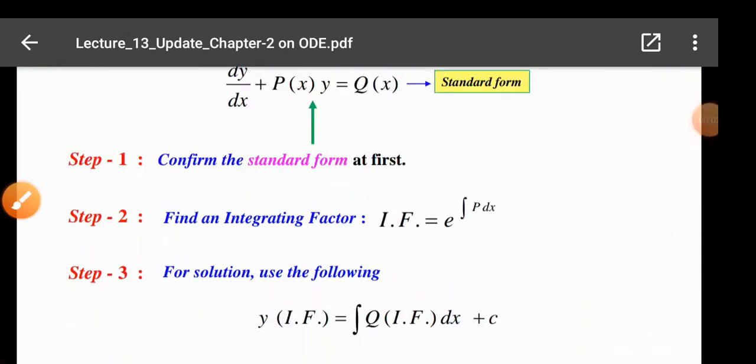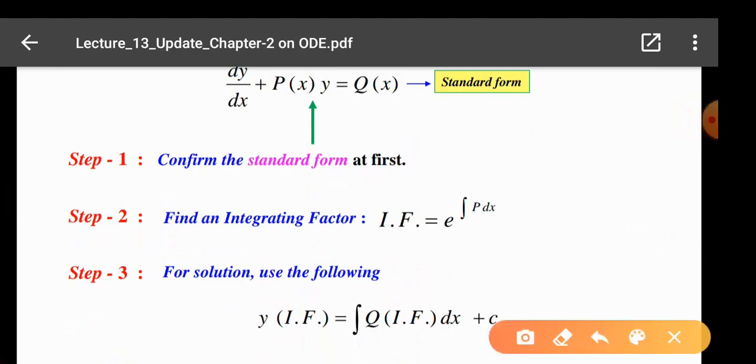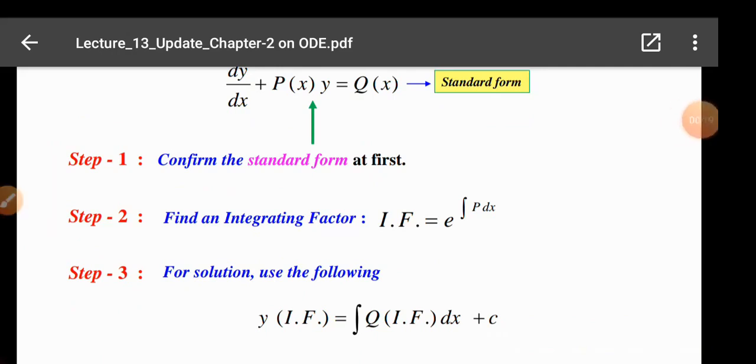So if we have a first order linear equation, then we have to follow these three steps to find the solution. In step 1, it is written to confirm the standard form at first. It means sometimes you will find a differential equation that is not in standard form. So you have to convert that inconvenient form to the standard form. That is defined in step 1.